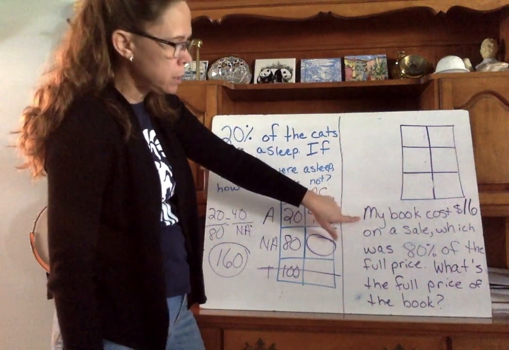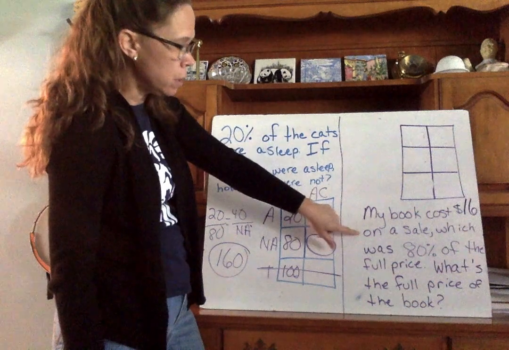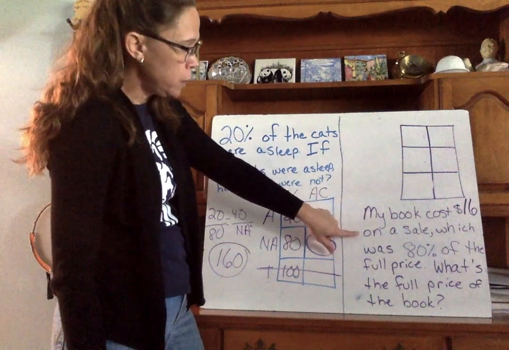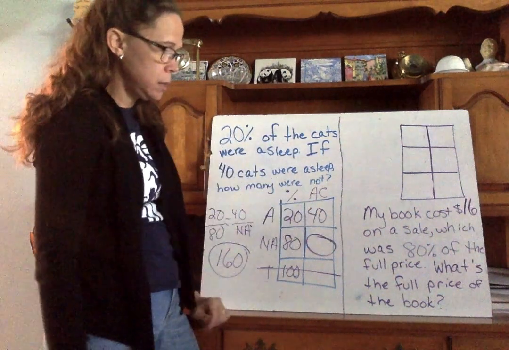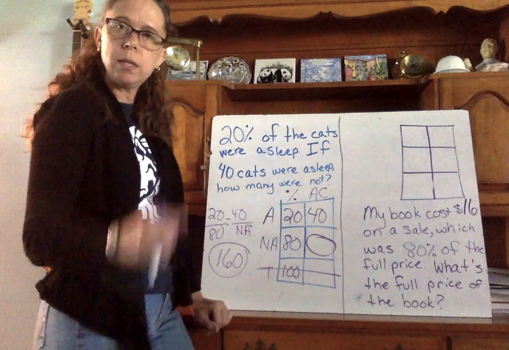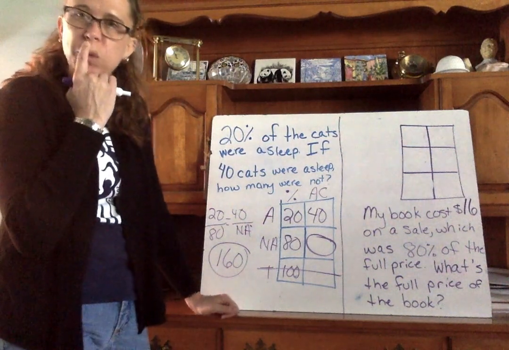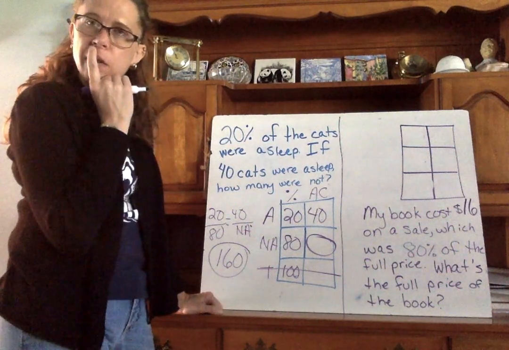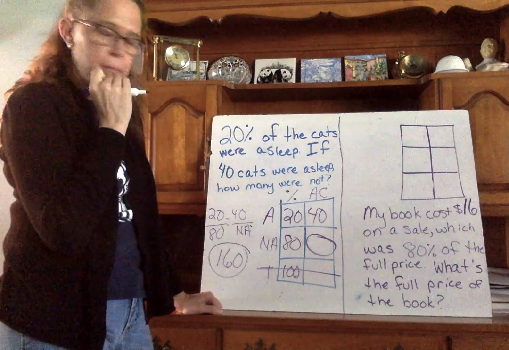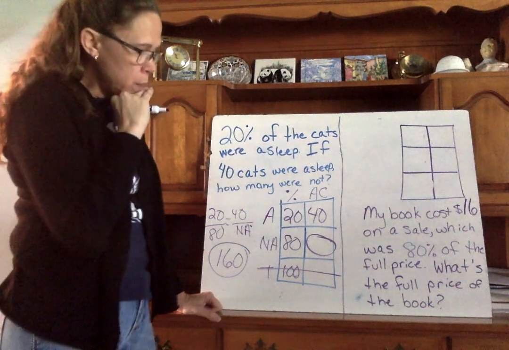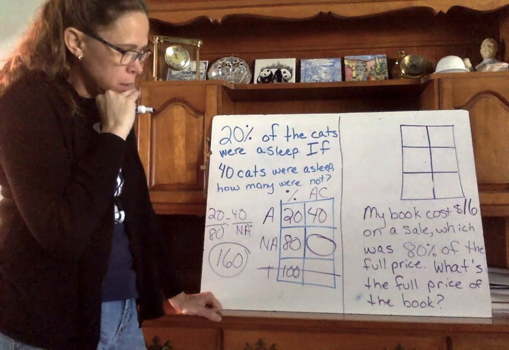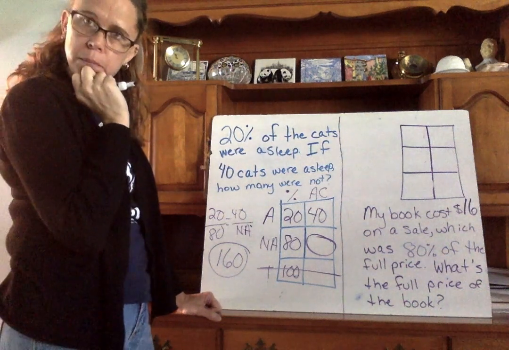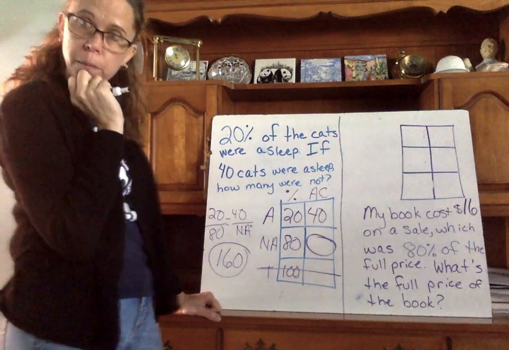My book cost $16 on a sale, which was 80% of the full price. So that $16 I paid was 80% of the full price. Okay? So what was the full price of the book? Okay, so this one's a little harder.